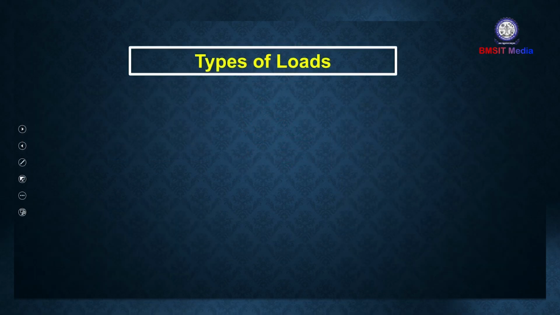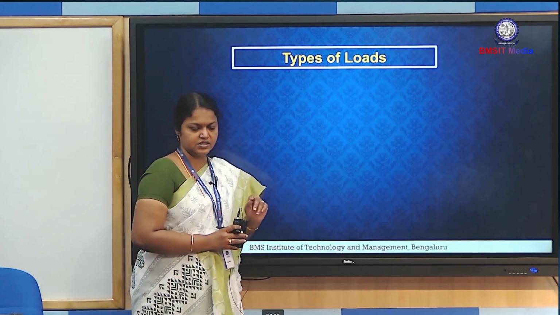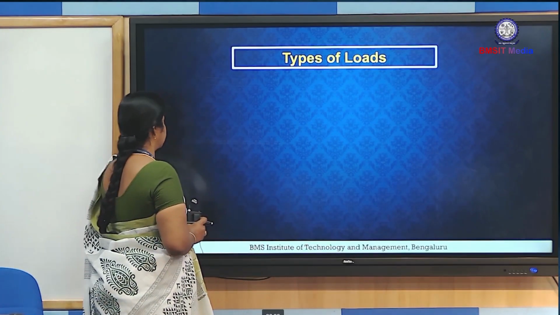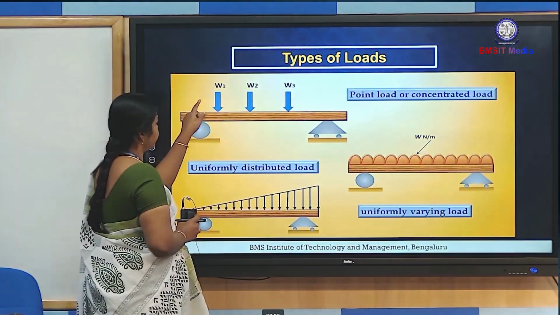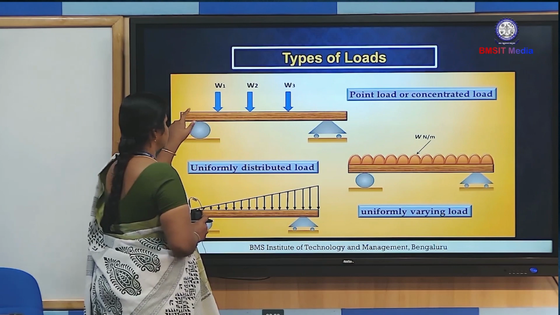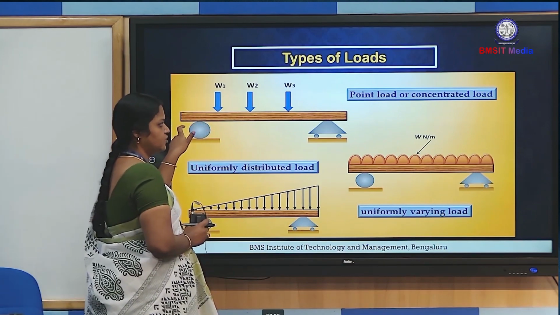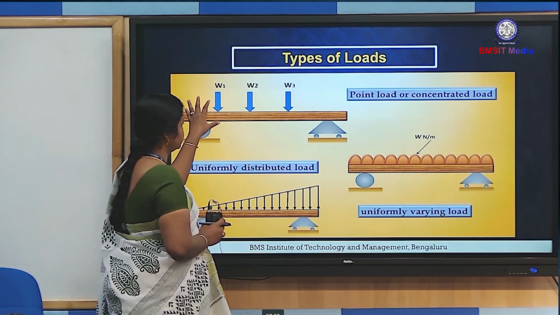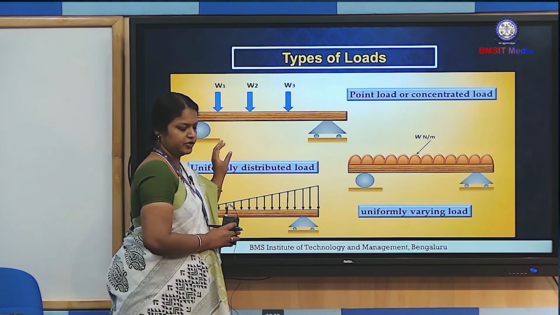So next one is types of loads. Three types of loads are there. The first one is point load or concentrated load. It acts at only one point. So this point, this point, this point, it is called point load or concentrated load. The unit of the point load is kilonewton or newton.